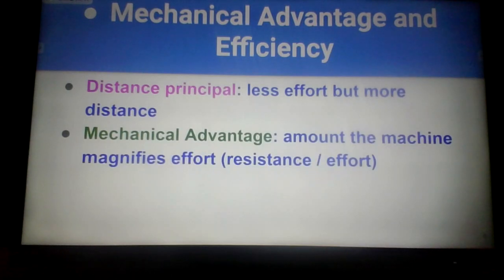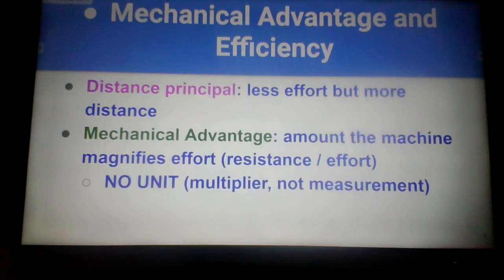Now, mechanical advantage is how much the machine magnifies the effort. And I calculate that by doing the resistance force over the effort force. Mechanical advantage is a multiplier, not a measurement. Therefore, I will not have any unit for mechanical advantage. I will have a number only. More about that is coming. There is no unit because mechanical advantage is simply a multiplier, not a measurement. How much the machine multiplies or magnifies the smaller amount of effort force we get to put in. And we'll do practice problems, of course.